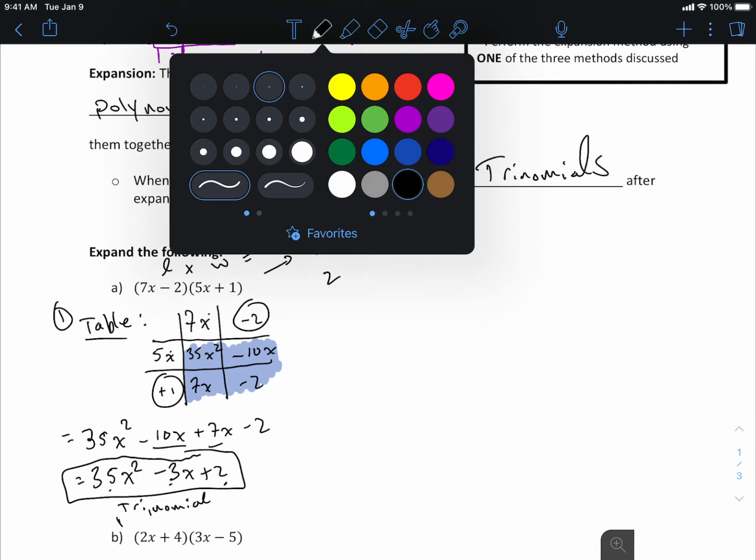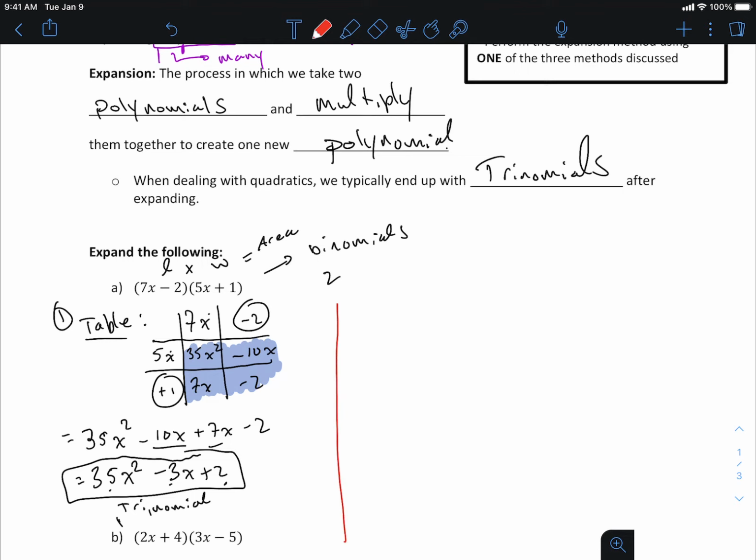Second way we could do this is a method called FOIL. Okay, and the way this works is, I'm going to erase some stuff here because I need it. FOIL stands for firsts, outers, inners, and lasts.